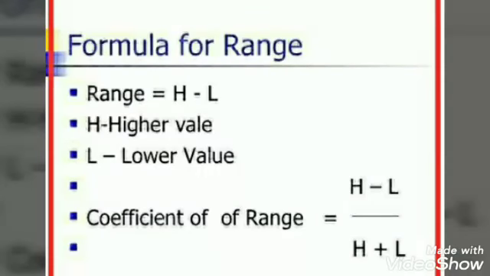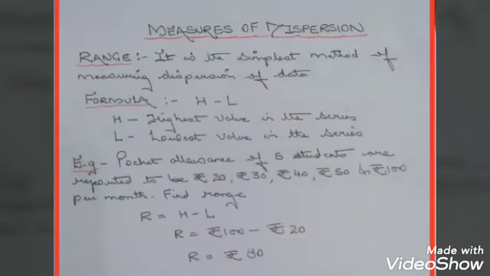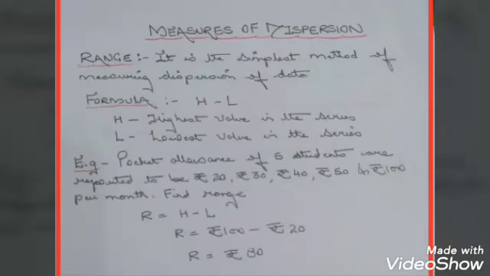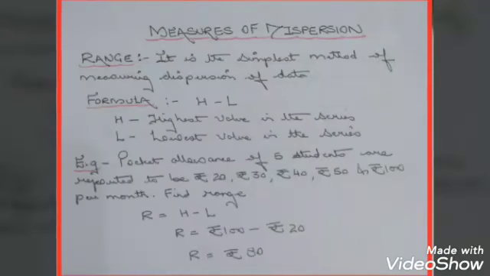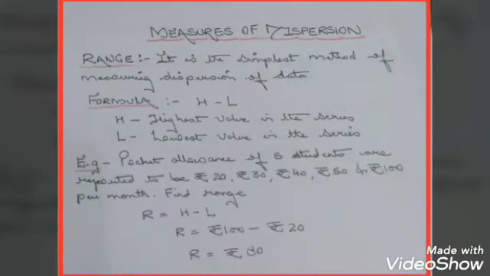So we start with the range. Children, range is the simplest method of measuring the dispersion of data. As we have already learned, the formula for range is H minus L. Let me explain with an example. Let's say the pocket allowances of 5 students are reported as rupees 20, rupees 30, rupees 40, rupees 50 and rupees 100 per month. Now you have to find the range for this.